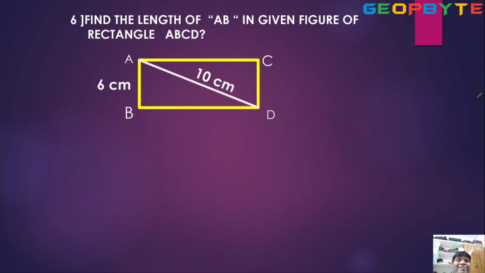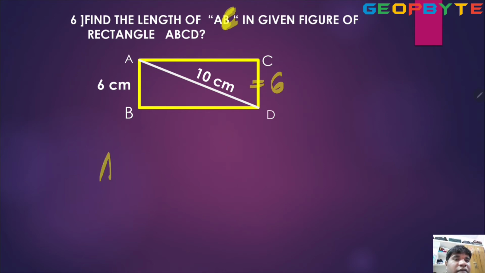Next, find the length of AC in the given figure of rectangle ABCD. In a rectangle, at the corners, what is each angle? 90 degrees. Already know. You can apply. AB is 6, so this is also 6. Okay, you can apply.